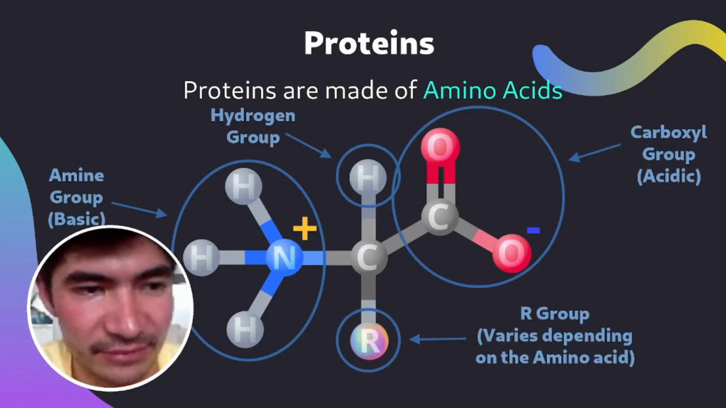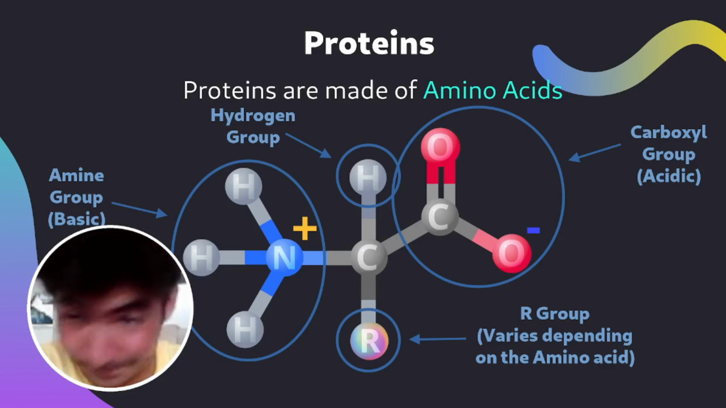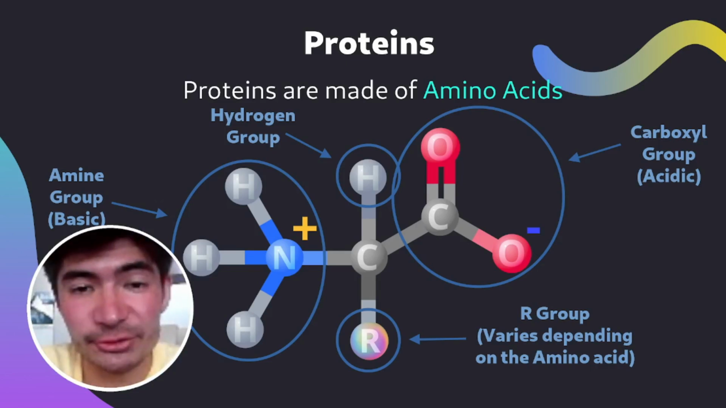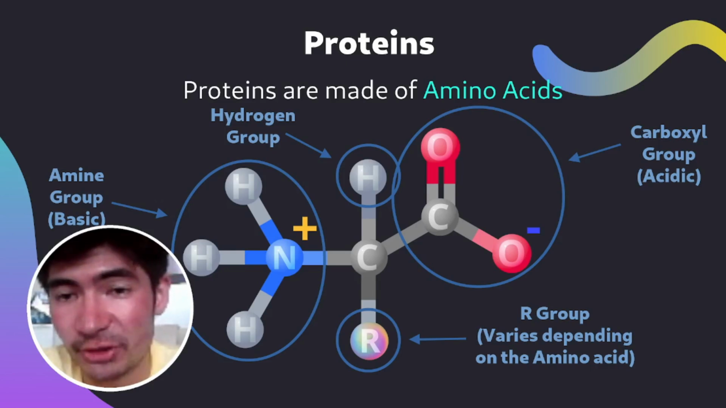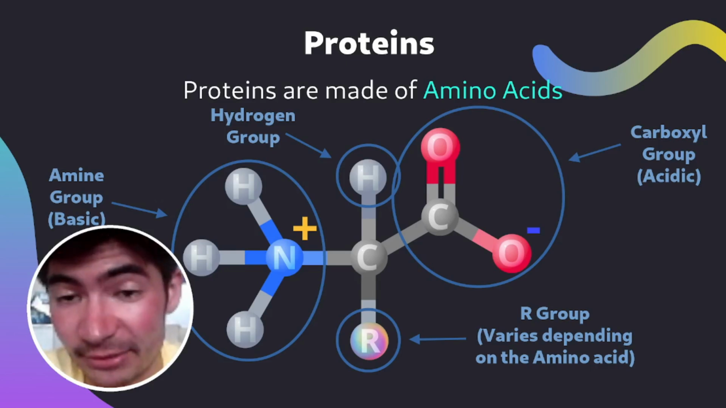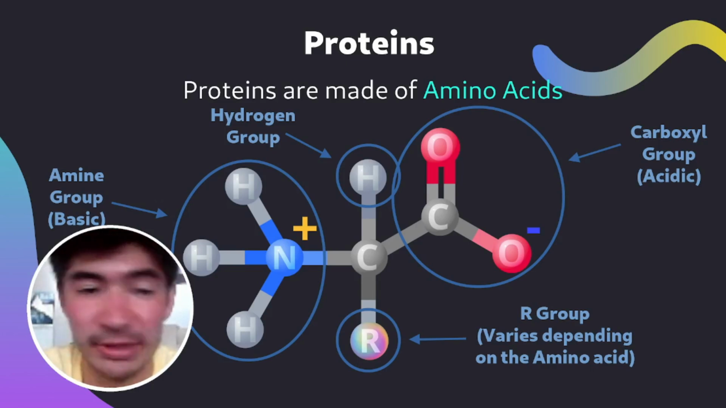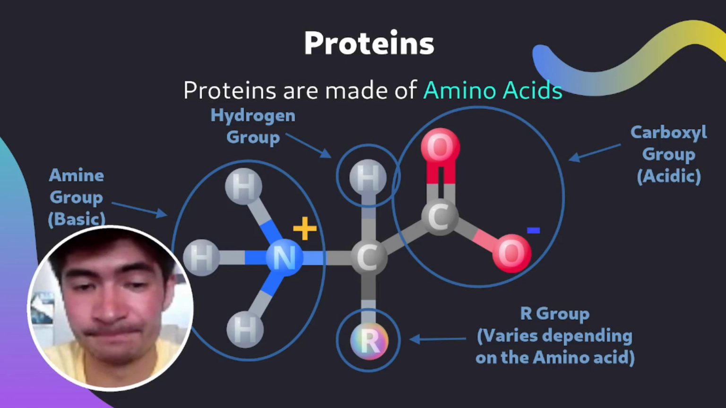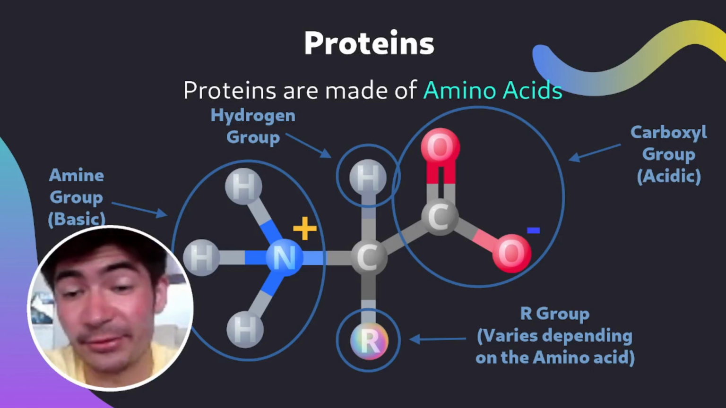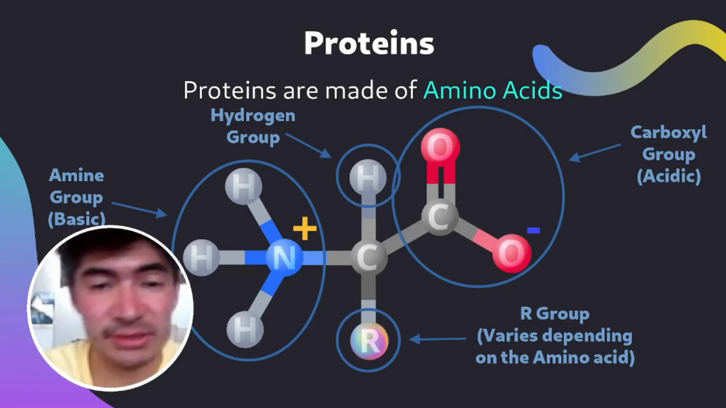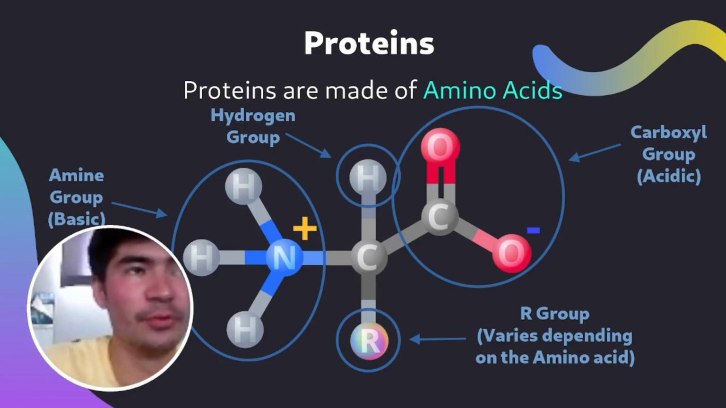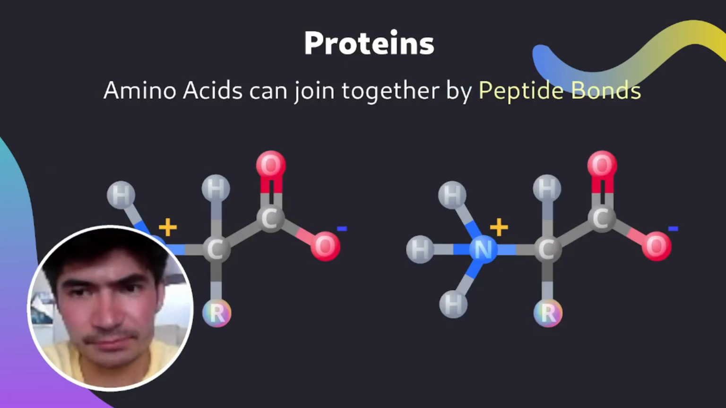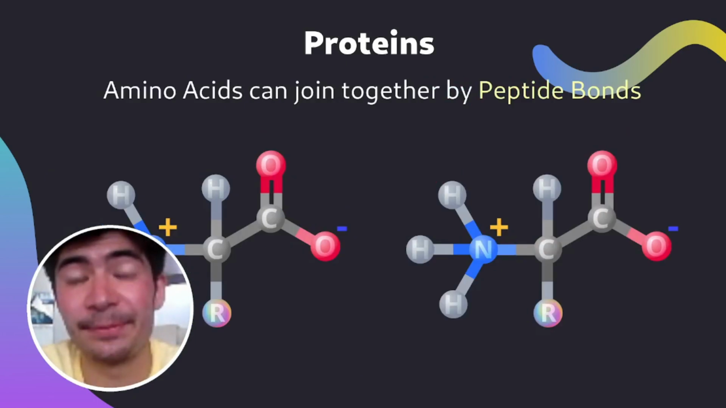So here we go. We have the amine group on the left. That's basic. Basic means it accepts hydrogens. We have the hydrogen group, we have our central carbon, and then we have the carboxyl group, which is acidic, so it'll donate hydrogens. There are no hydrogens there right now, but that's just because it had already donated hydrogen. So that's like after it had donated the hydrogen. And then lastly, we have the R group, which varies depending on the amino acid. So the top 3 parts are always there on every amino acid, but the R group is the thing that can change. So amino acids can join together by peptide bonds.